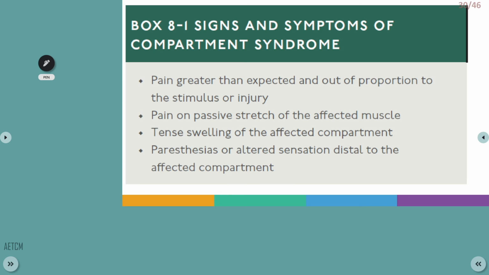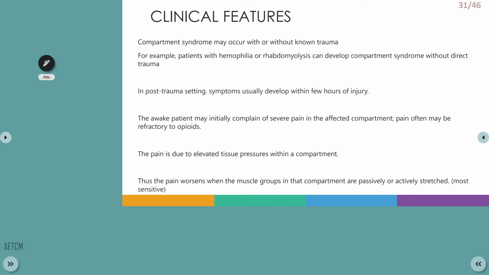So what are the signs and symptoms of compartment syndrome? There will be pain, that is the main complaint. The patient will complain of pain that is out of proportion to whatever analgesics or opioids we give, and the patient will have pain on passive stretching of the affected muscles. The compartment will be very tense and there will be swelling, and the patient might have paresthesia or altered sensation distal to the affected compartment because of the compression of the nerve.